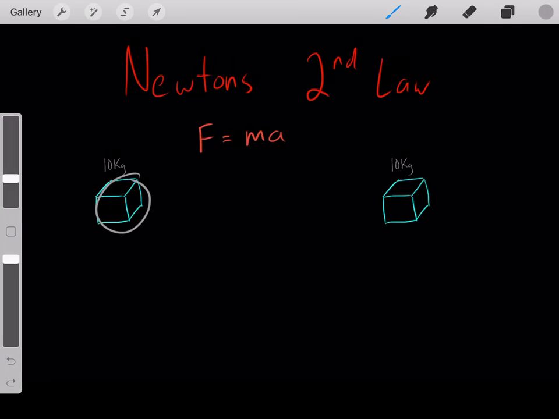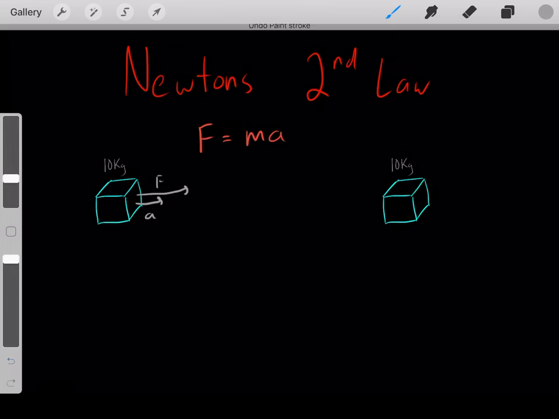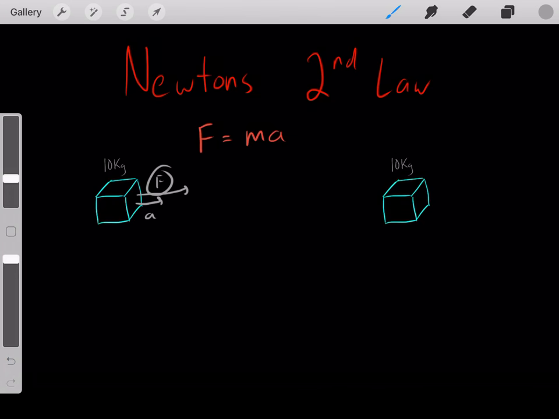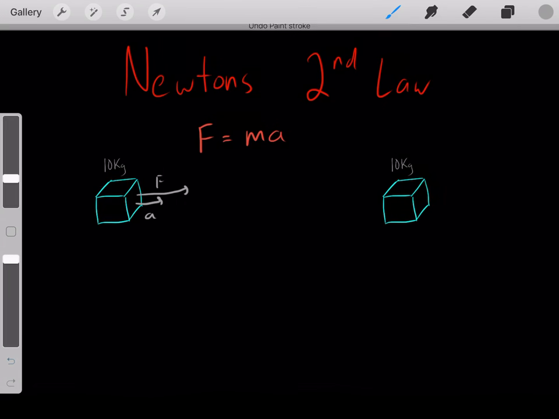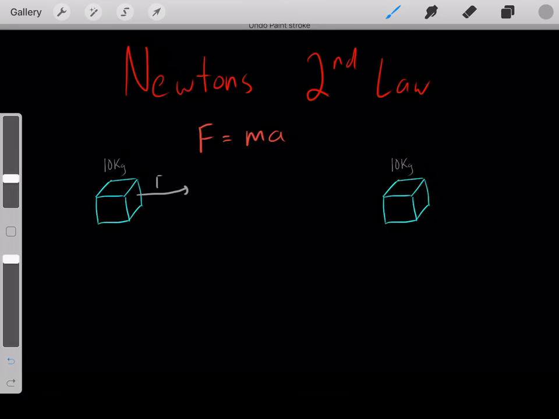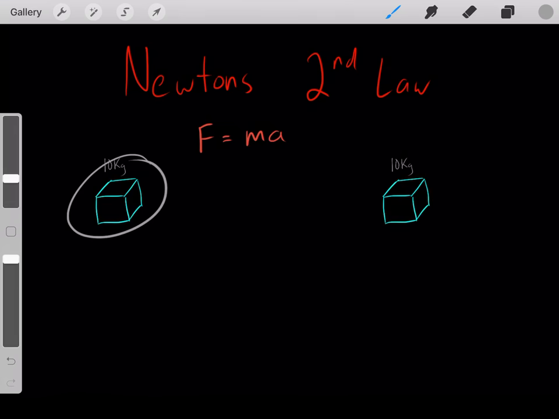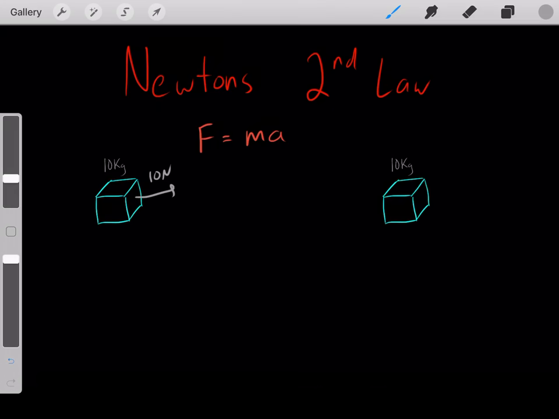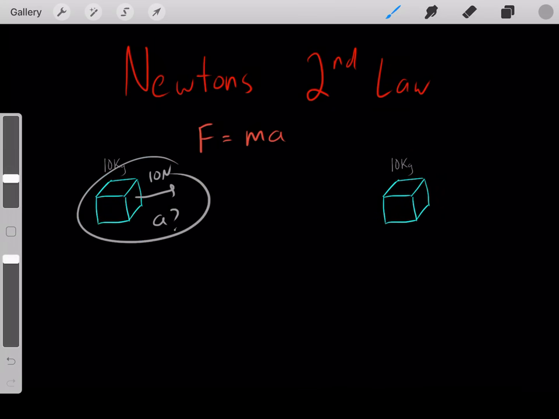So again, if we have this object, we know if we apply a net force on this object, then we should expect it to accelerate. And that's what this equation tells us. So now if we know the magnitude of the force and we know the mass, we can determine the acceleration. For example, let's say we have this 10 kilogram mass, and let's say we apply a 10 Newton force. If we have this mass and we apply 10 Newton force, what's the acceleration that this object should go through?